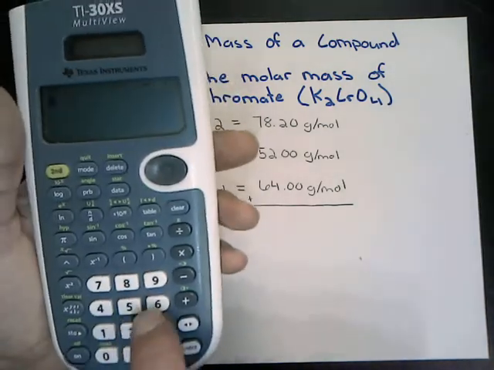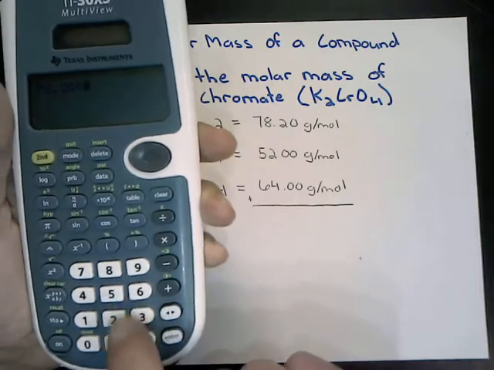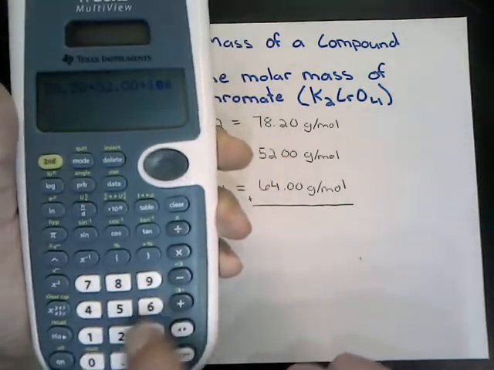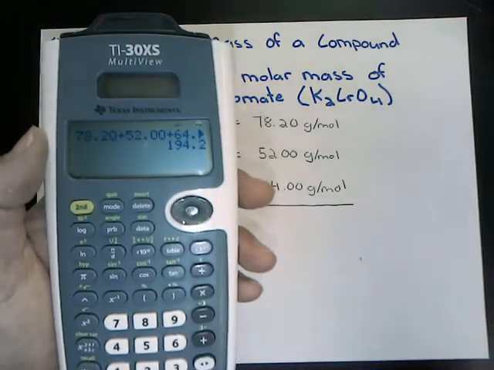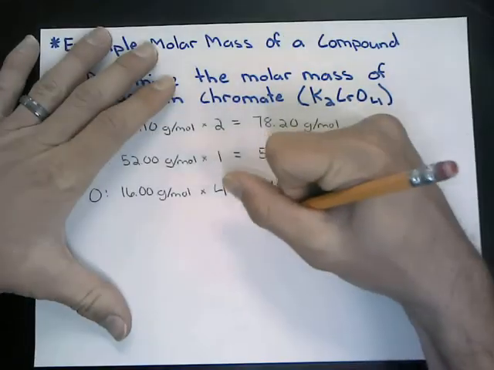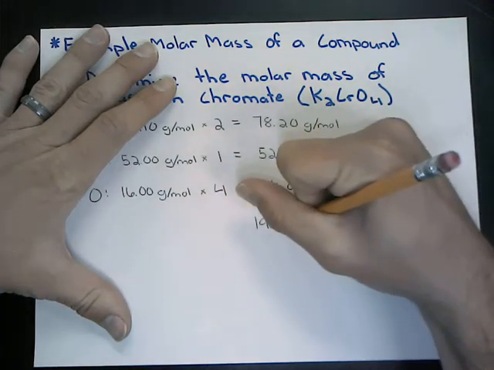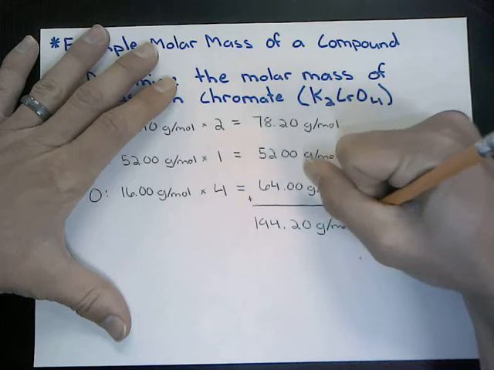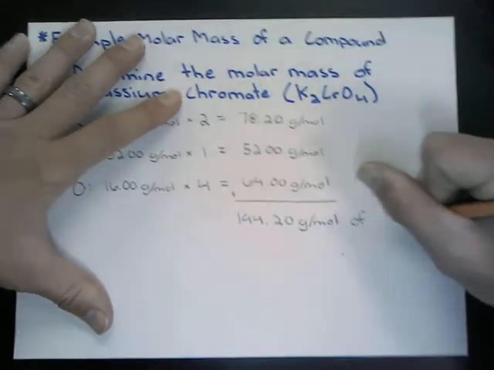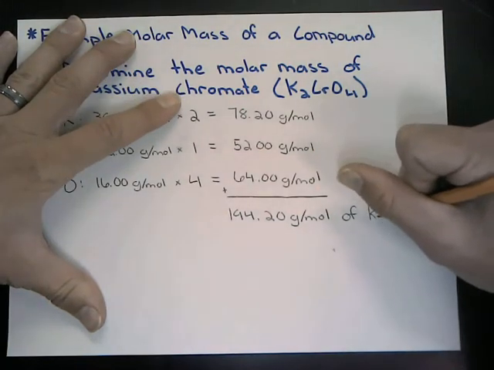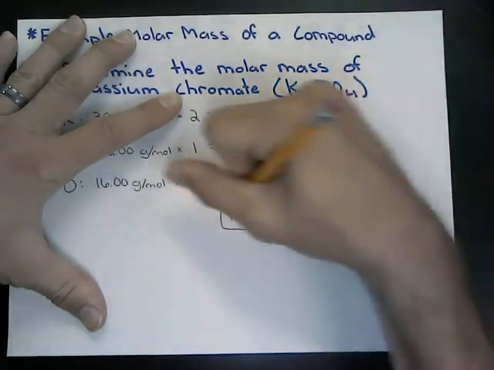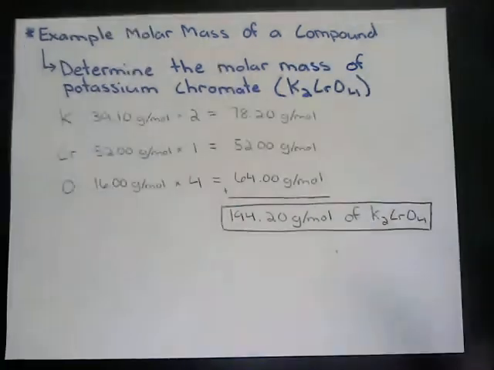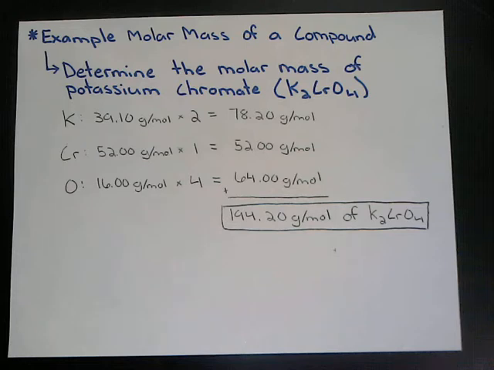So for this, we have 78.20 plus 52.00 plus 64.00. We press enter. We get a molar mass of 194.20 grams per mole. So for this 194.20 grams per mole of potassium chromate. So I'm always going to include what the chemical formula is, and that's going to help us later on down the road. But that is how we would solve for the molar mass of this particular compound, or how we would do it for any compound.